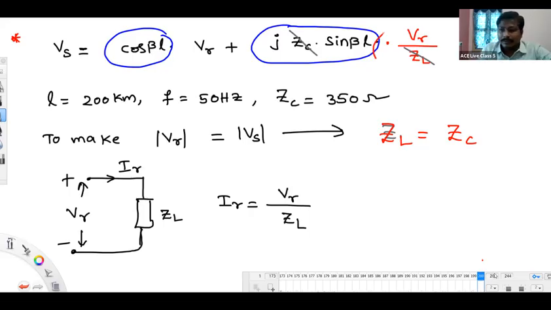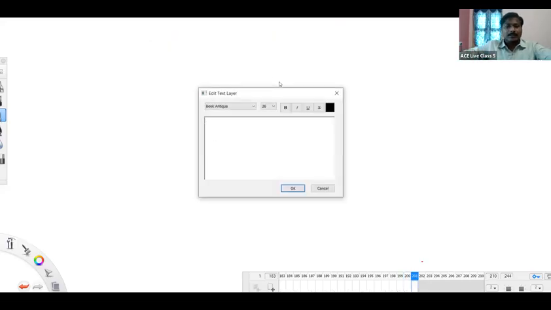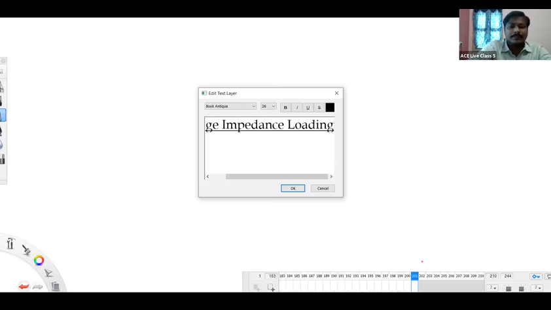So the next topic here is surge impedance loading. It's very, very important for GATE examination as well as IES also. Surge impedance loading, shortly, we are going to name it as SIL.